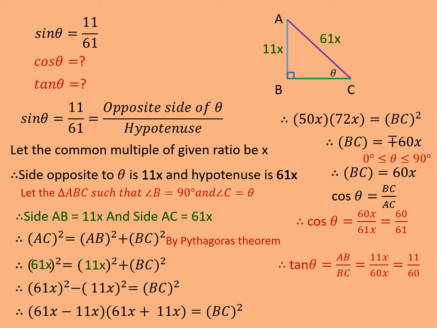Similarly, we have tan theta, that is AB upon BC, because it is the opposite side upon the adjacent side of angle theta. So AB is the opposite side and BC is the adjacent side. When I simplified, I got 11 upon 60. So you have seen that for cos theta we got the value 60 upon 61 and for tan theta we have got 11 upon 60.